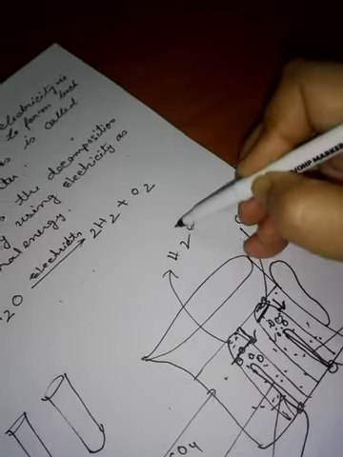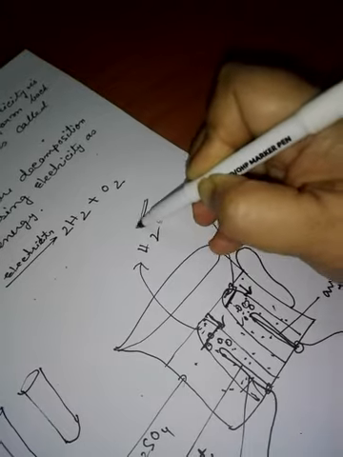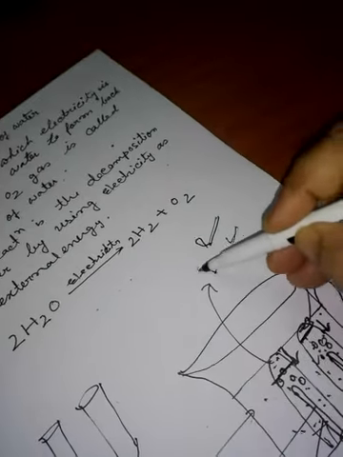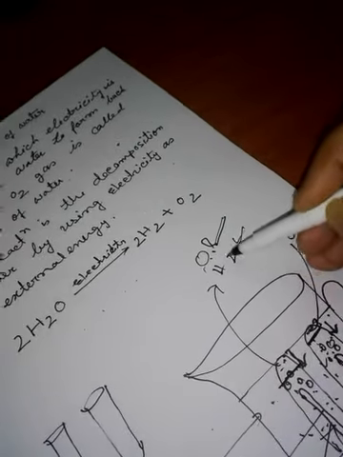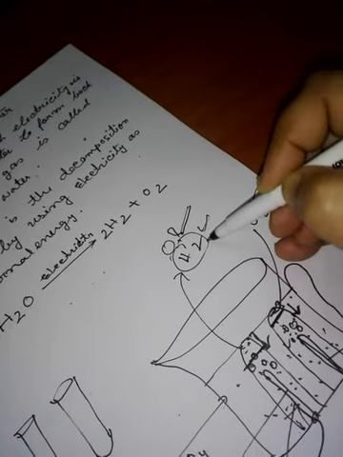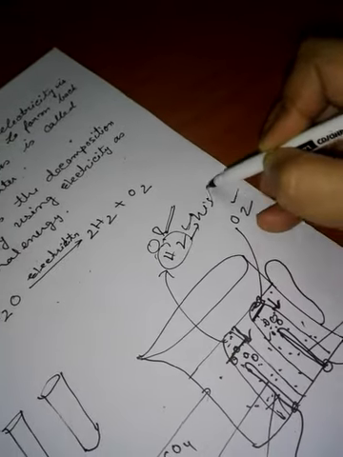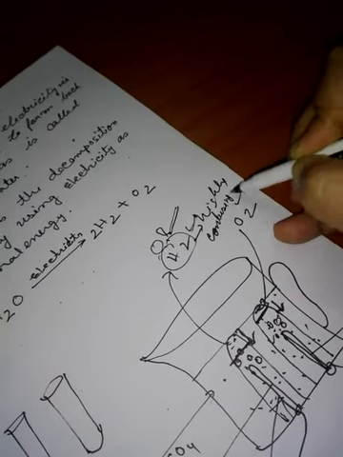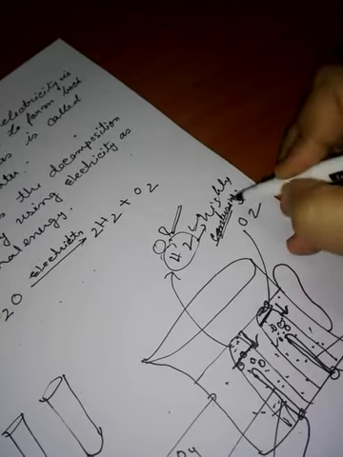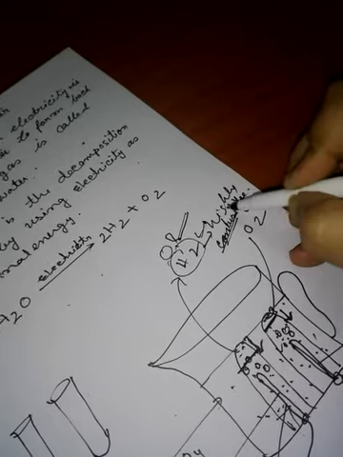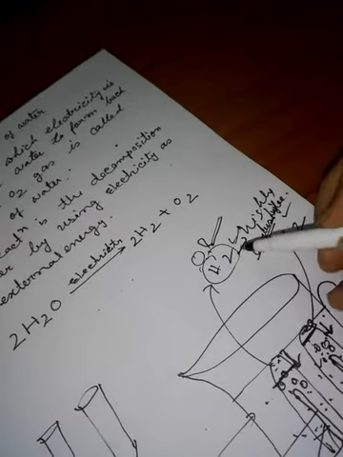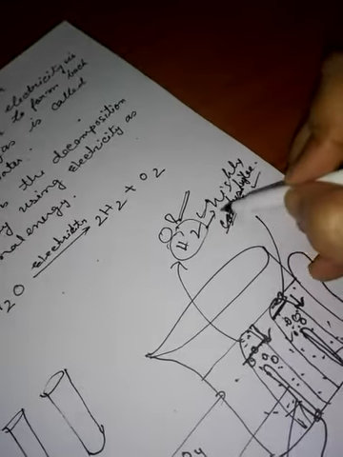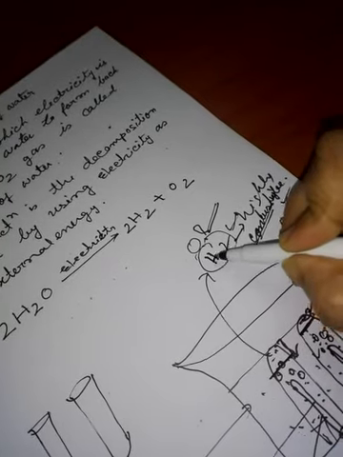When you bring a burning candle near the hydrogen, you will find that the gas catches fire, because hydrogen is highly combustible. The gas will catch fire and you will hear a pop sound, because hydrogen is a highly combustible gas.